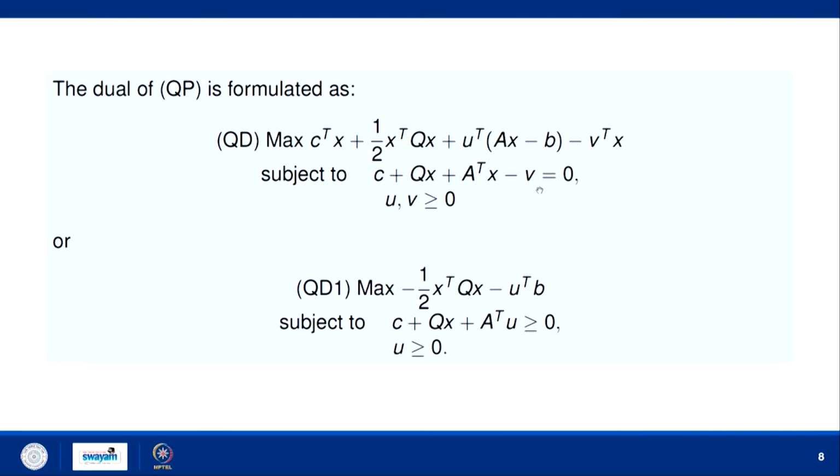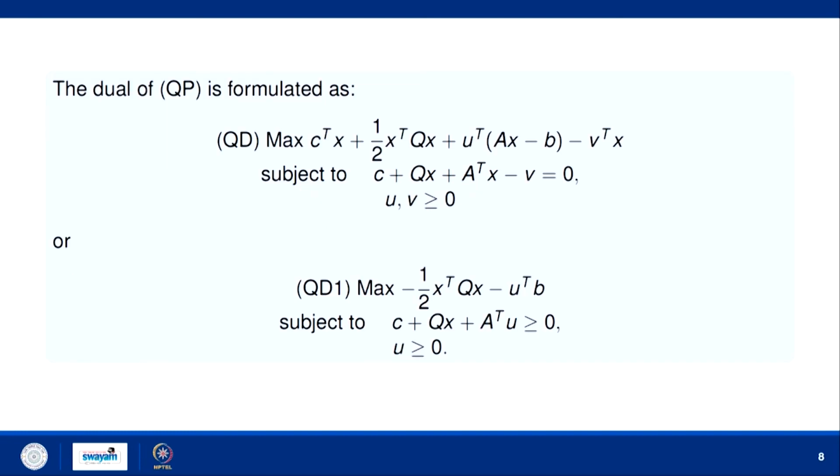Now, this is equal to v. So, I can write v as greater than or equal to 0. So, it will be greater than or equal to 0. Okay. So, v is eliminated from the entire expression. So, now I can say that this is also the dual of this problem, QP.